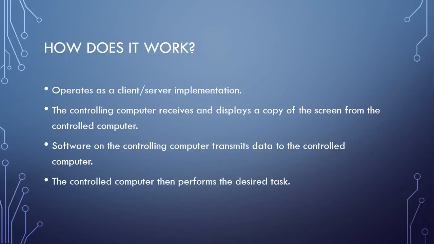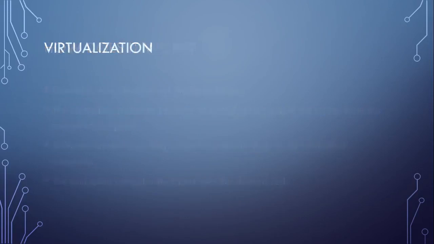Software on the controlling computer then transmits data back to the controlled computer, and the controlled computer then performs the desired task. So I can see a screen. Sometimes it's just the screen. Remember, that's just remote desktop. If it's remote administration, I can request for access, and then I can move your mouse around. I can click on different things. I can run different programs and applications depending upon whatever needs to be done.